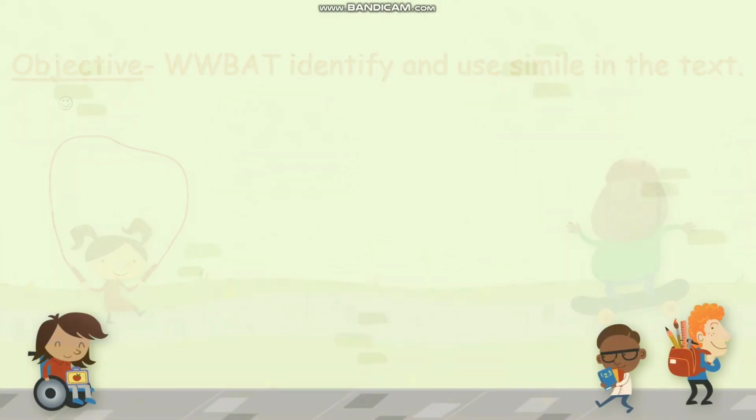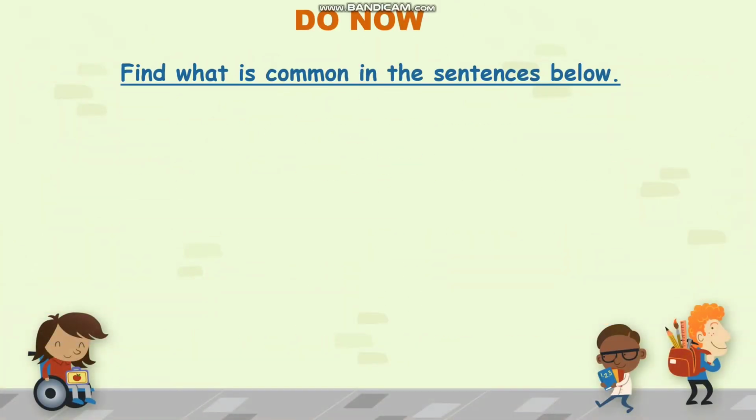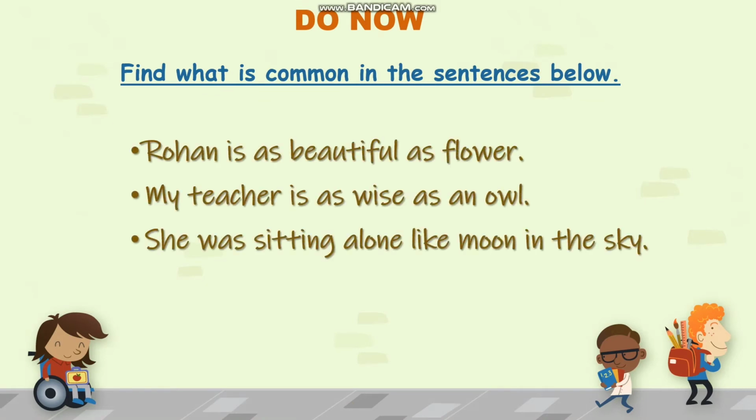Now, quickly, your do now is you have to find what is common in the sentences below. नीचे ये तीन sentences हैं, I will read them to you और आपको ध्यान से सोचना है कि इनमें common क्या है. First sentence is Rohan is as beautiful as a flower. My teacher is as wise as an owl. She was sitting alone like moon in the sky. रोहन फूल की तरह खूबसूरत है, मेरी टीचर आउल की तरह इंटेलिजेंट है. वो वहां पे अकेले बैठी थी जैसे चांद आसमान में अकेला रहता है.